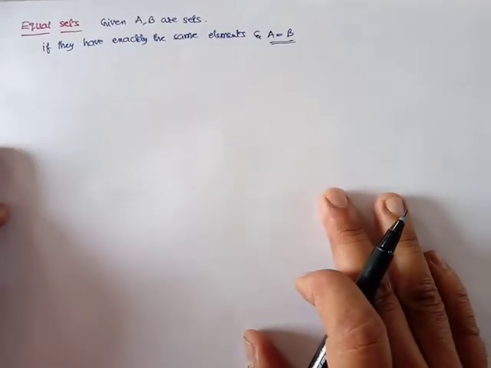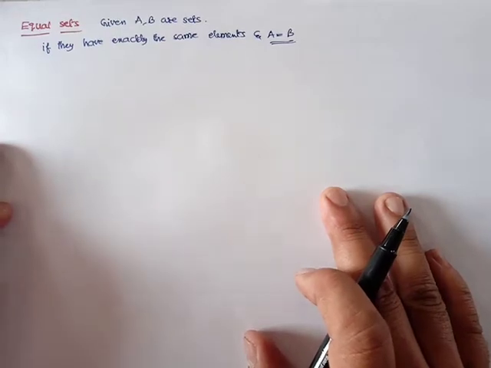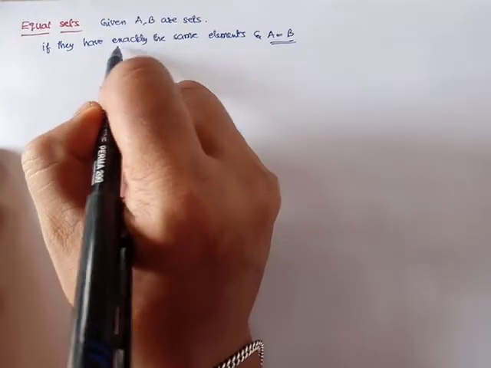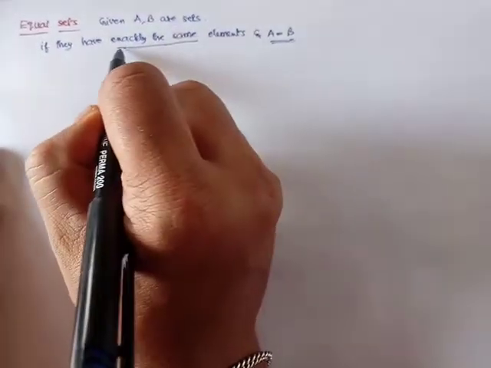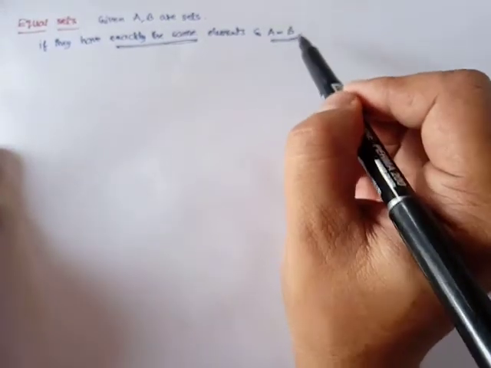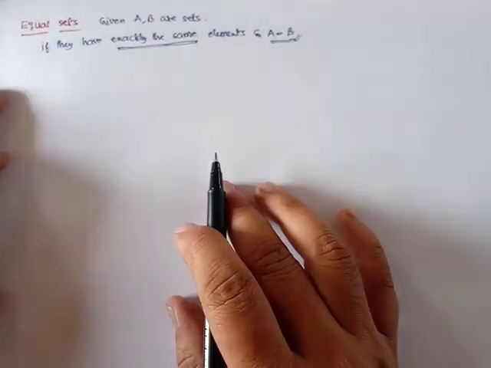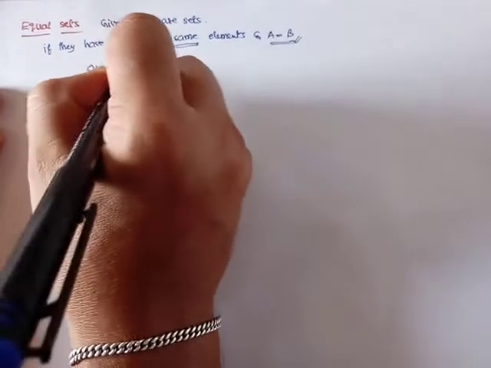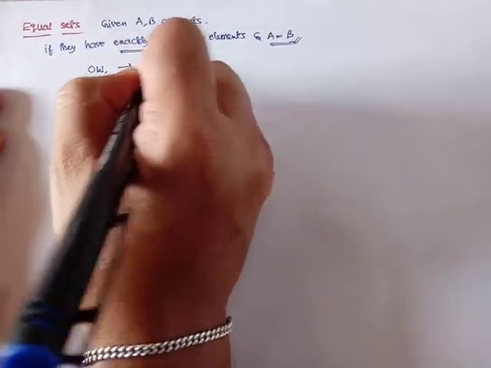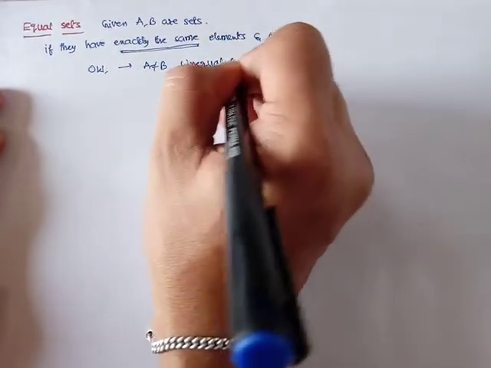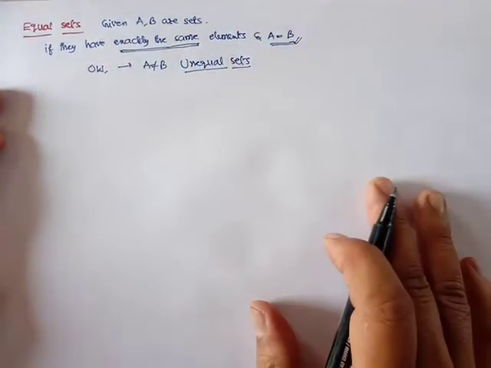Coming to the next definition, equal sets. Given A and B are sets, if they have exactly the same elements, and the number of elements is also the same, then it can be shown as A is equal to B. Then those are equal sets. Otherwise, A is not equal to B, and those two are going to be unequal sets, you can say.